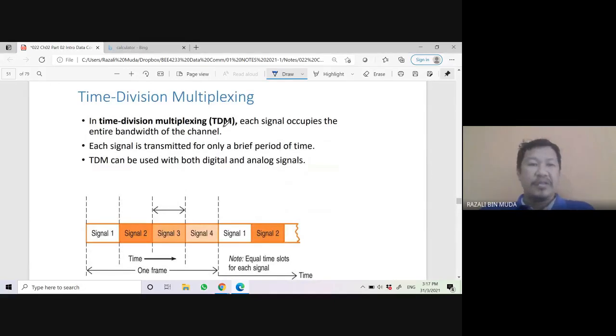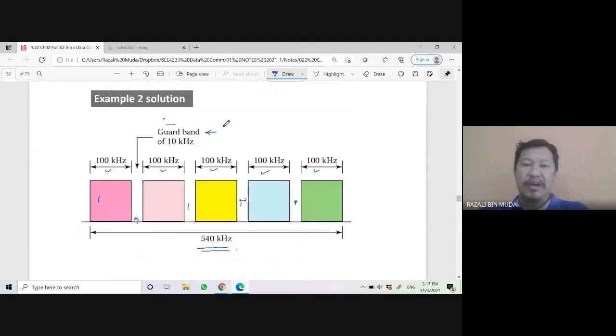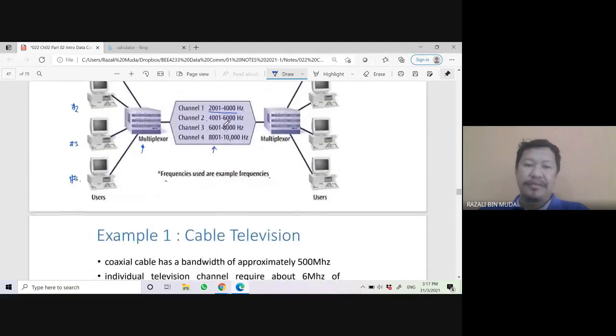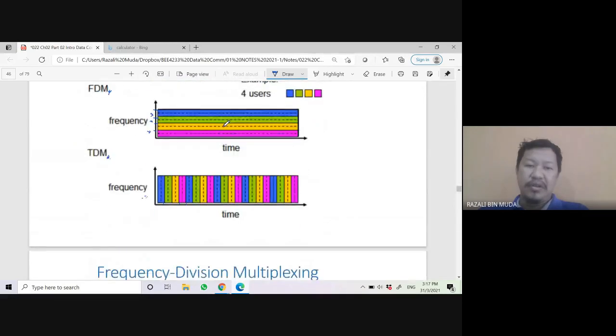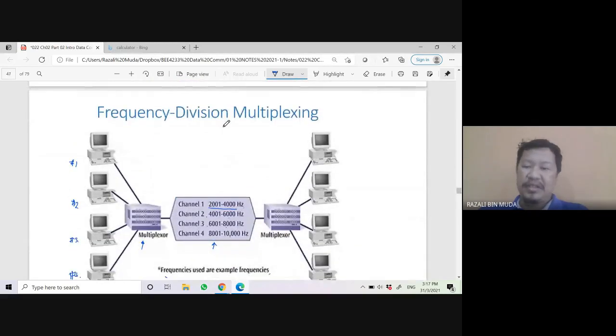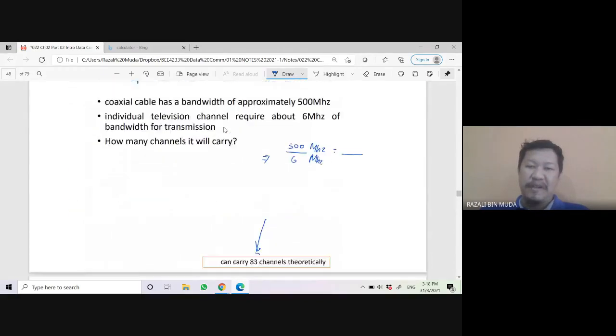Okay. So next is TDM. So any question about FDM? Okay, so for other applications of this, you might think of TV, TV channel 1, channel 2, channel 3. They have different frequencies, right? Your TV. So that is an example of frequency division multiplexing as well.